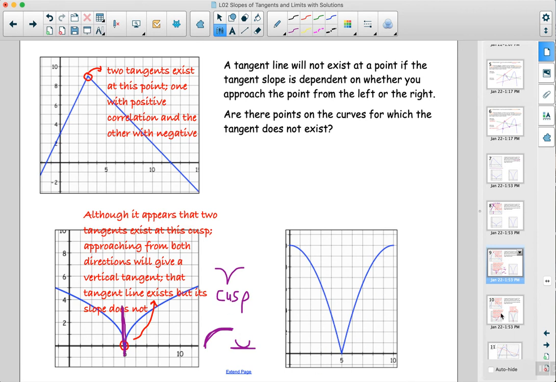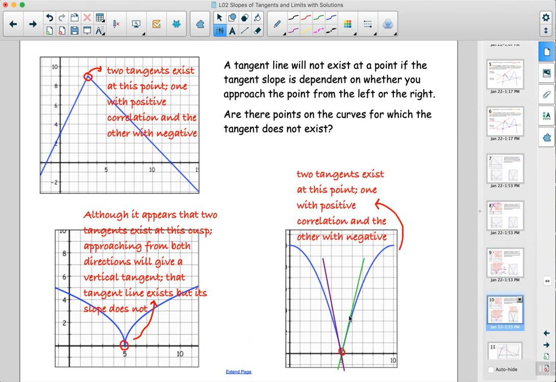All right, how about the last one? In this particular case, we've got two possible tangent lines that we can draw. Here's this one right here, and that's the line I would draw as I'm approaching 5 from the left. And here is the green line, the one I would draw if I'm approaching 5 from the right. They're two different tangent lines. And so if two different tangents exist, then you can't draw a tangent at that point. And again, this is also a cusp.